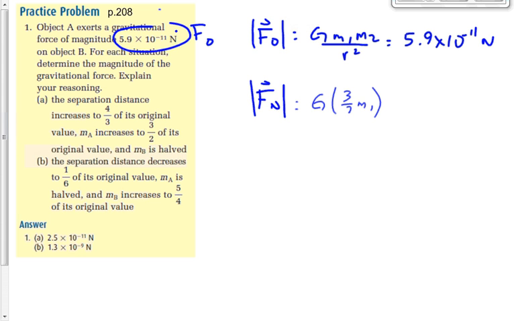I've changed the first mass to 3/2 of what it was before. So I'm not going to call it m, I'm going to call it 3/2 m. The second mass is half of what it was before. So I'm not going to call it m2, I'm going to call it half of m2.